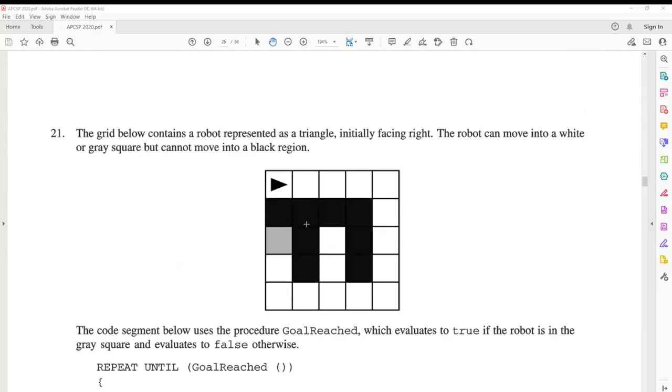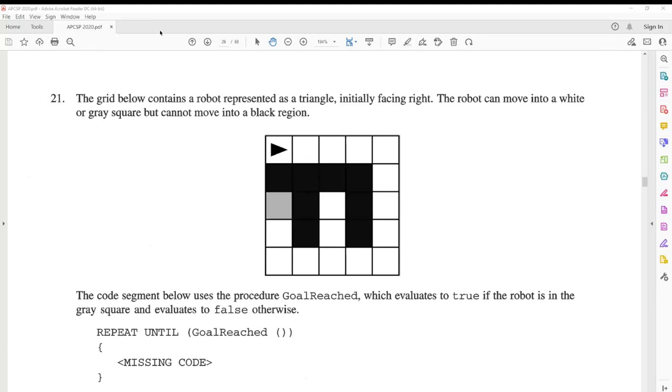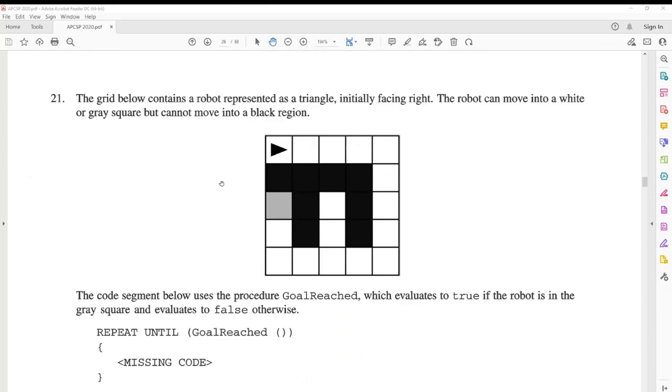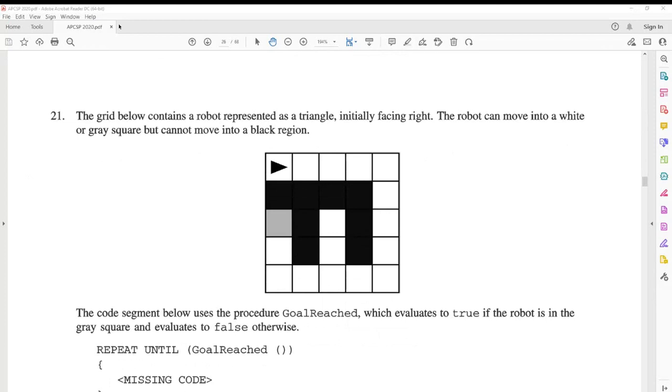21. Okay, it's a turtle problem, and you would like to go to this one. So this one: repeat, move forward, and then turn right. Turn right. You will go this way, and you will trap it here. So if you only turn right, you cannot only turn right. So let's see who can do it. Here you have repeat until goal reached. If you do turn right first, you go this way, turn right, and you will be trapped.